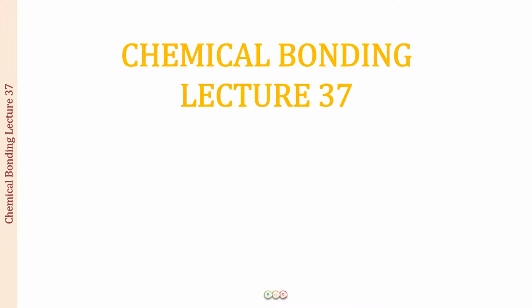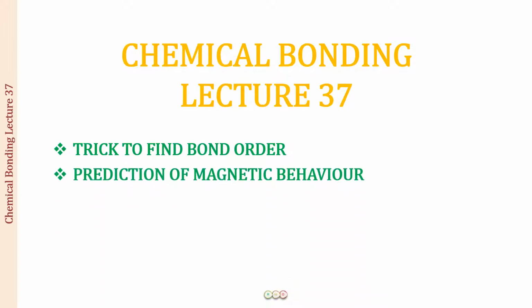Now in the lecture I told you that this is going to be a very time consuming process when we have to write the whole electronic configuration for the molecule and then calculate the bond order as well as predict whether it is going to be paramagnetic or diamagnetic. So here in this lecture I will be giving you two tricks. The first trick is for calculating the bond order and the second one for prediction of the magnetic behavior, and this is going to be really helpful for you in your competitive exams where you have to do the questions in the shortest time possible.